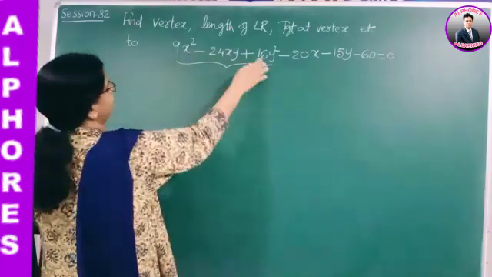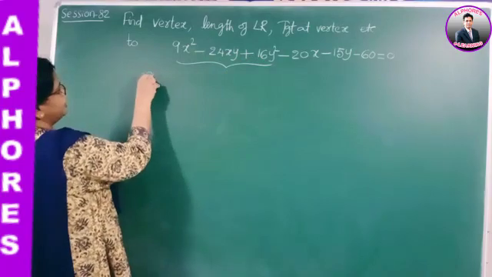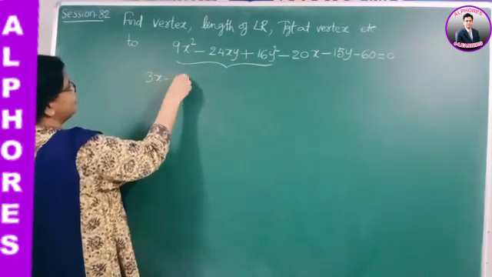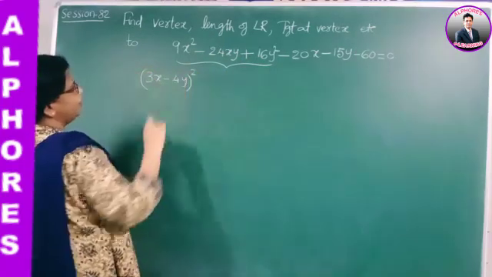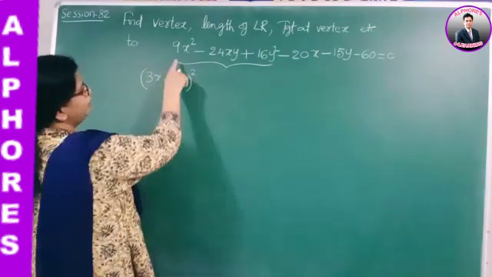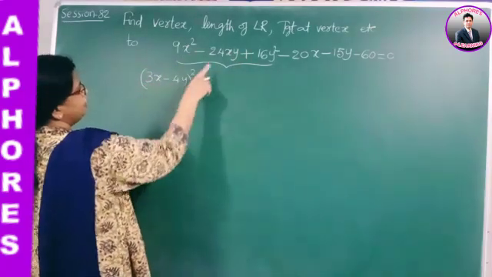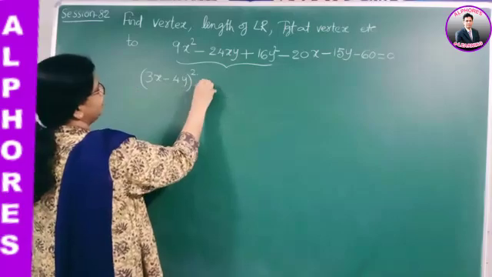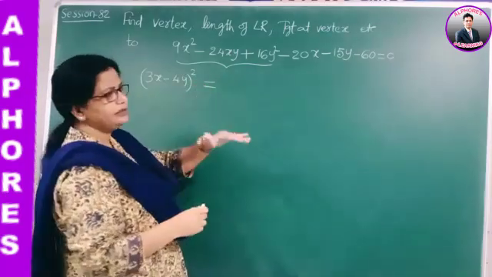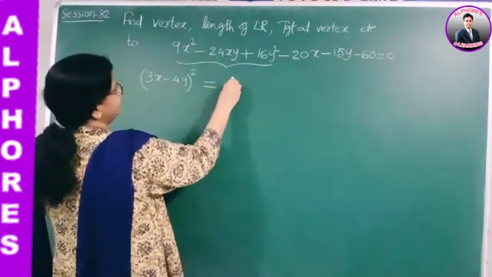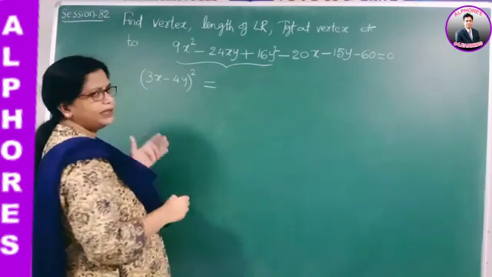Now this one, if I write the value, it is (3x minus 4y) whole square. Got it, all of you? (3x minus 4y) whole square. If you expand this one directly you can get it. Then the leftover terms we simply send to the other side. This is 20x plus 15y plus 60.